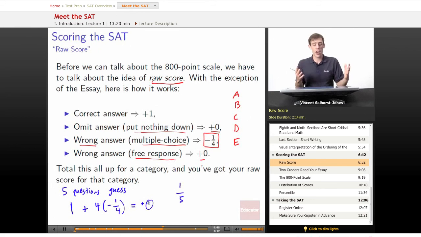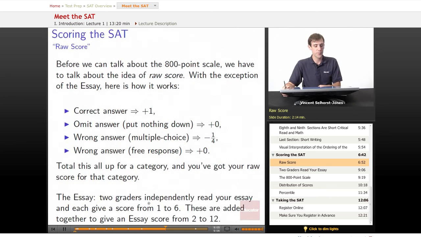So once you've got all of your numbers, once you figure out how you did on each question, if you got it right, you got it wrong, what type of question it was, you total them all up, and you've got your raw score for that category. So you total them all up for all of the math questions, and you've got that math section score, and so on for all the other ones as well.